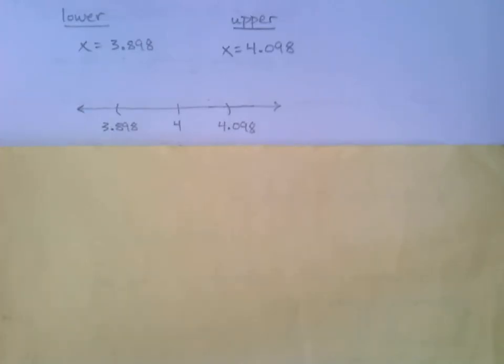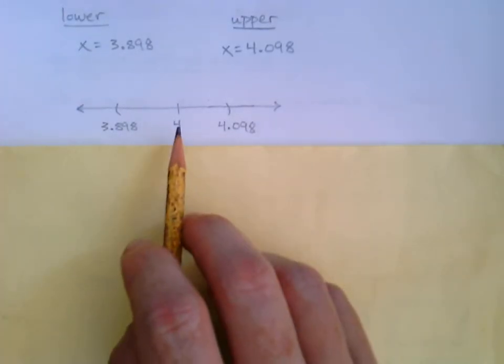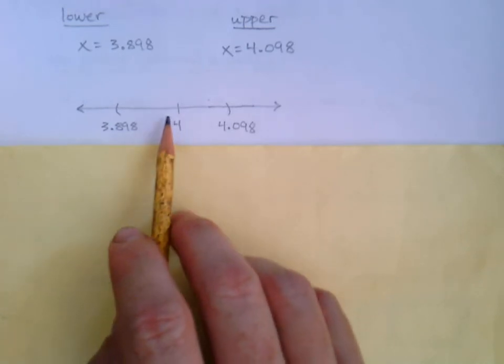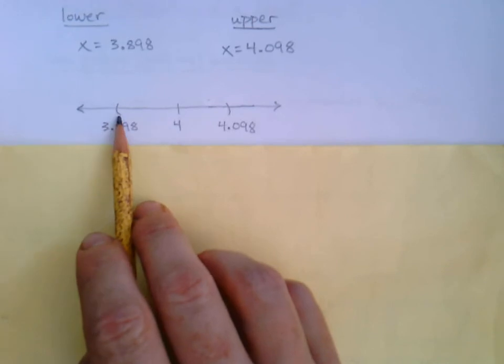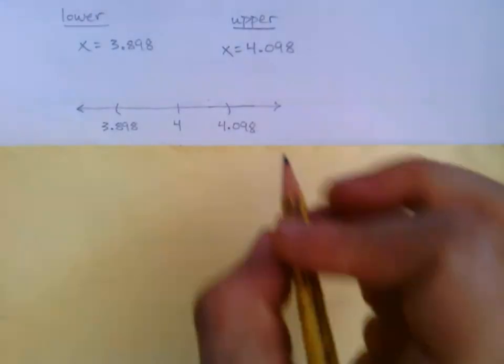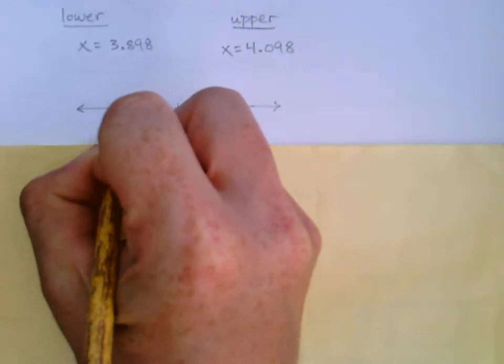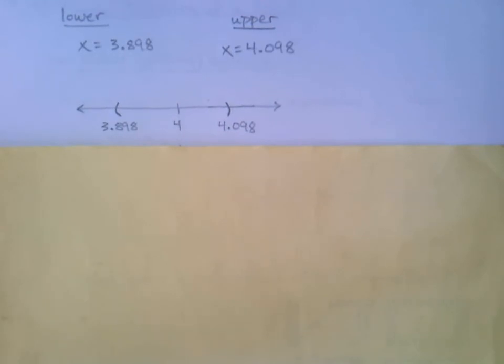Why are we doing this? So here's 4. This is what x is approaching. We've got our lower boundary and our upper boundary. It makes this little interval around 4. Here's why I draw this.